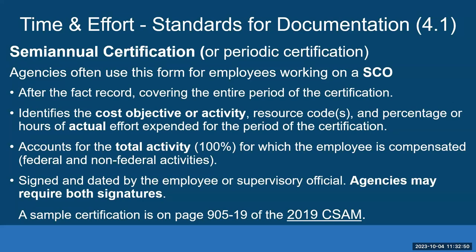It will reflect an after-the-fact record. This is an after-the-fact record covering the entire period of the certification. It identifies again the cost objective or activity, resource code, percentage of actual time, and hours expended for the period of the certification. It accounts for the total activity for which the employee is compensated. That means federal and non-federal, and is signed and dated by the employee or supervisor.